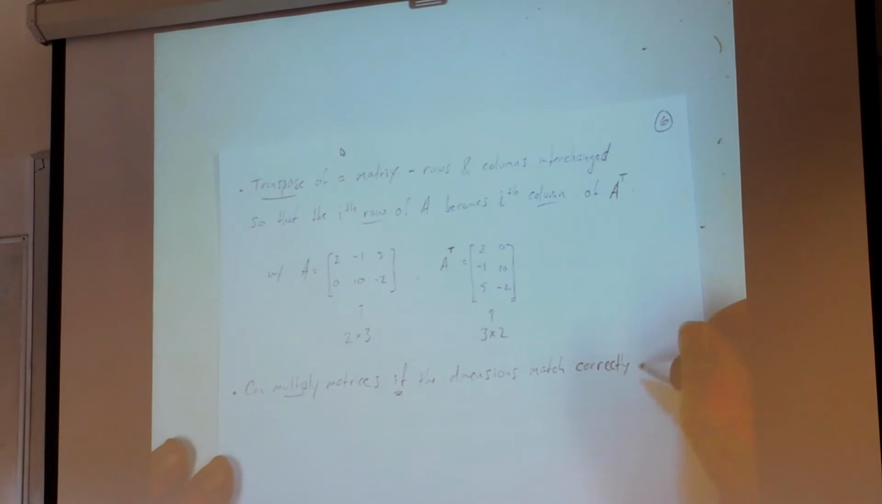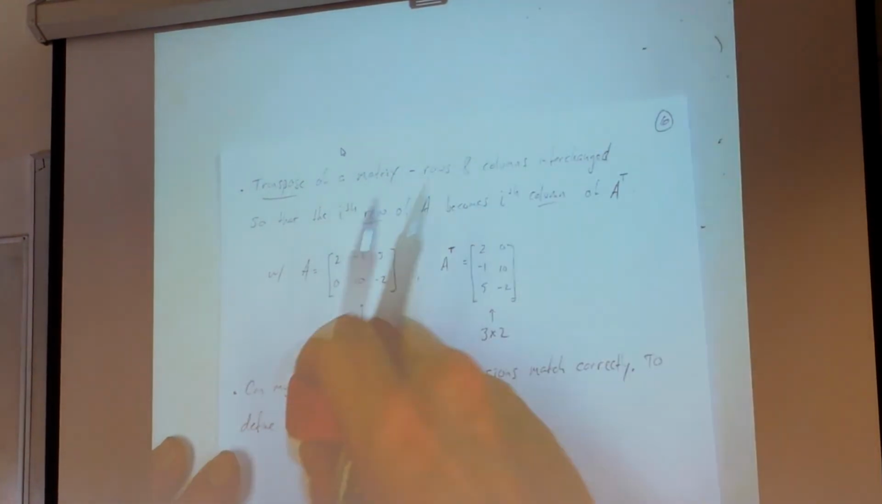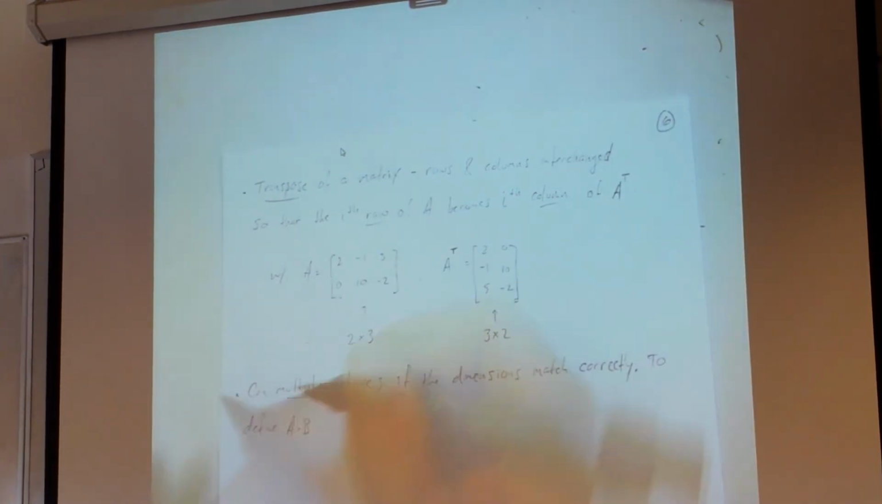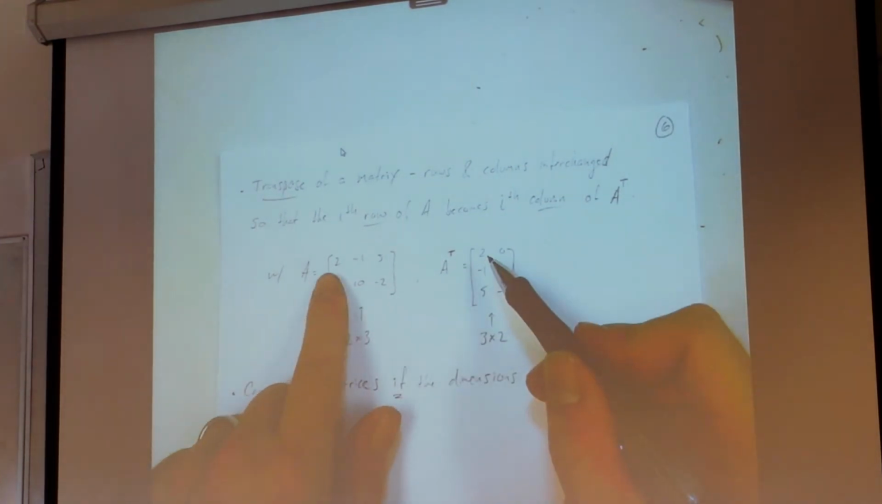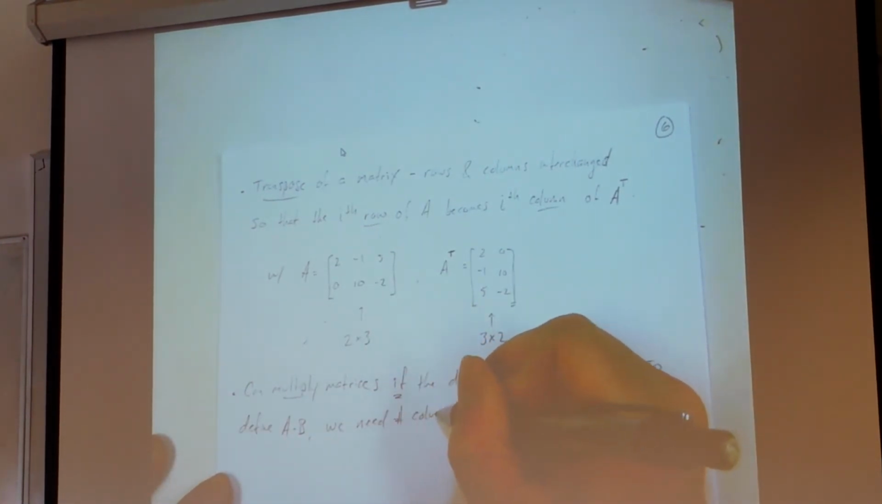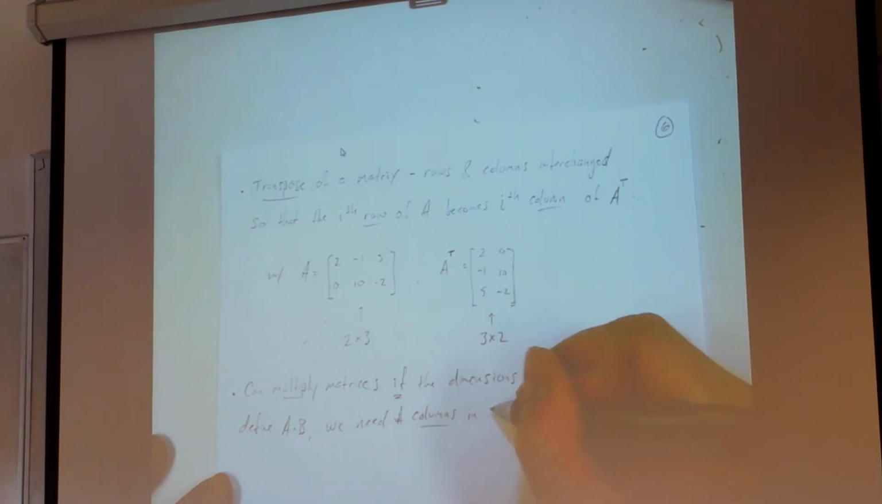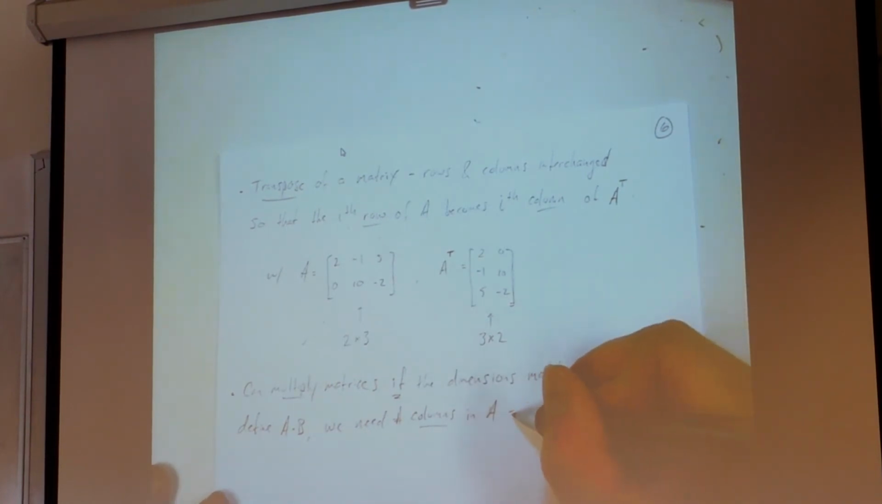Yeah. So to define multiplication, I'm just going to say, to define the matrix product A times B, in that order, we need the number of columns in A to equal the number of rows of B.